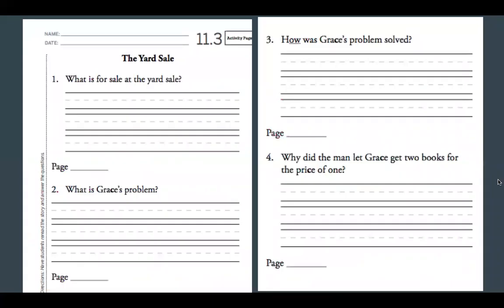All right, very good. So, boys and girls, you are now going to get a piece of paper out. I want you to pause this video right here on this screen, and you are going to write down these questions so you can answer them. So number 1, what is for sale at the yard sale? Number 2, what is Grace's problem? Number 3, how was Grace's problem solved? Number 4, why did the man let Grace get 2 books for the price of 1? Hint, it has something to do with her not being selfish.